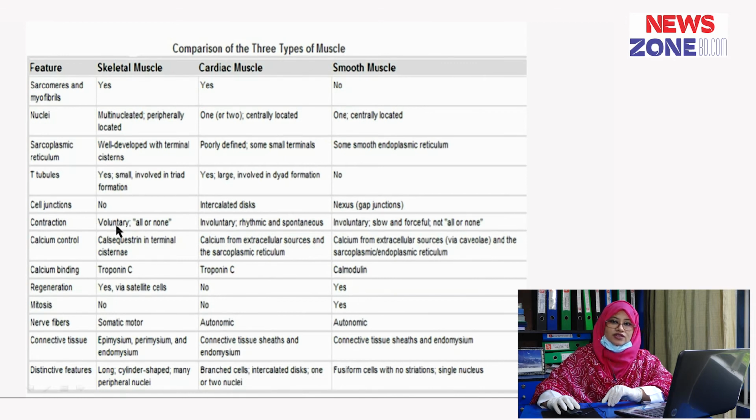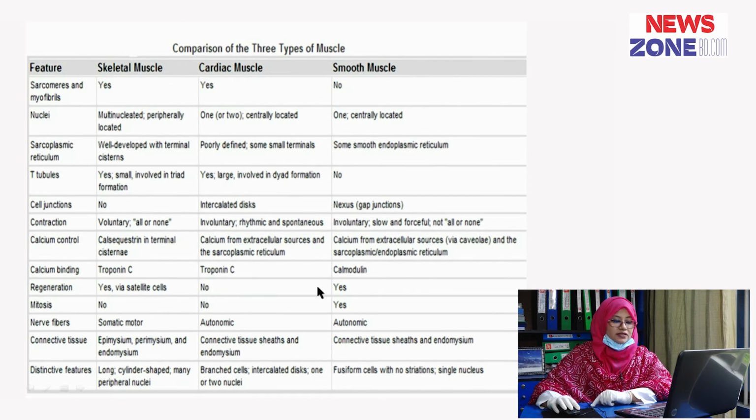Contraction: there is voluntary contraction in skeletal muscle, and smooth muscle and cardiac muscle are involuntary in nature. Calcium control: calsequestrin in the terminal cisternae in skeletal muscle; in cardiac muscle, calcium from extracellular sources and the sarcoplasmic reticulum; and in smooth muscle, calcium from extracellular sources and the sarcoplasmic or endoplasmic reticulum. Calcium binding proteins: troponin C is present in both skeletal and cardiac muscle, and calmodulin is present in smooth muscle.